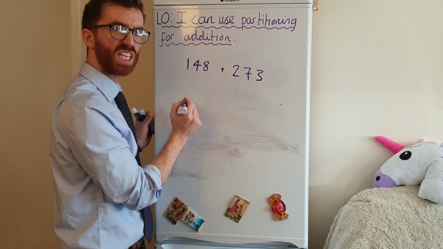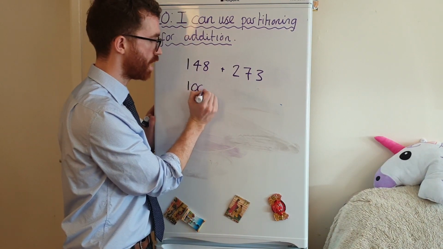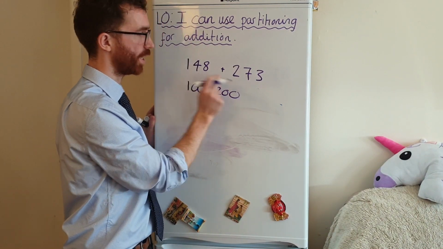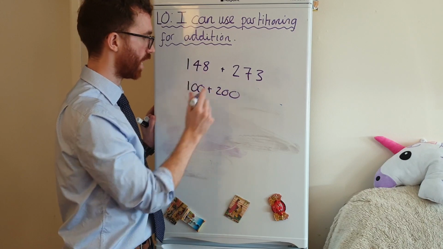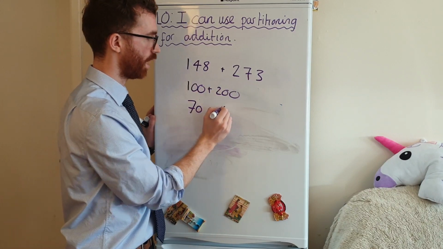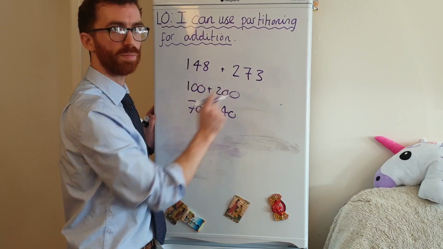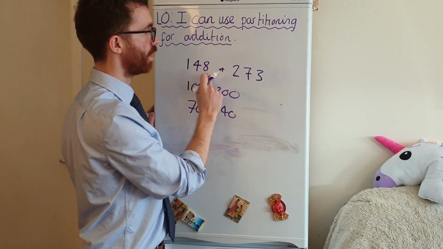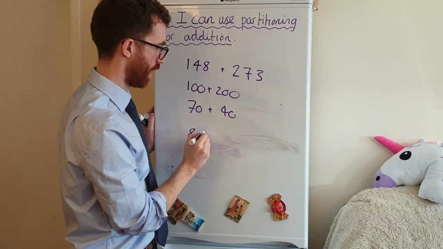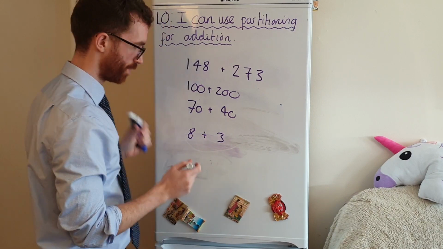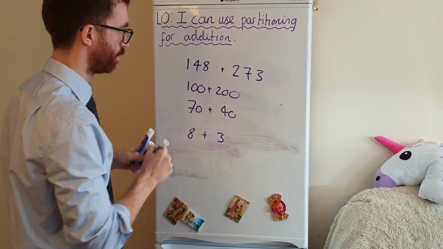Now, do you know what? I'm going to break it down nice and simply like this. I'm going to do my 100 plus 200. There's my hundreds. Then I'm going to do my tens there. So I've got 70, add 40. Then a different way around there, doesn't really matter. 8 and 3, and then there's my 8 plus 3. So let's have a look at this and see how simple this is.